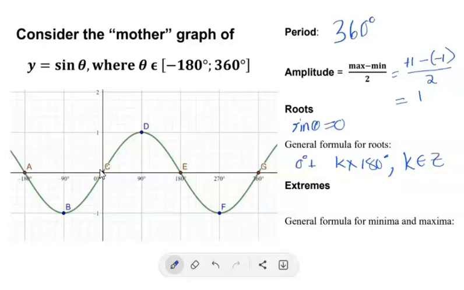So if k is, for instance, 0, then we will get back the value 0. If k is 1, we will get E. If k is 2, we will get G. If k is negative 1, we will get A, etc.